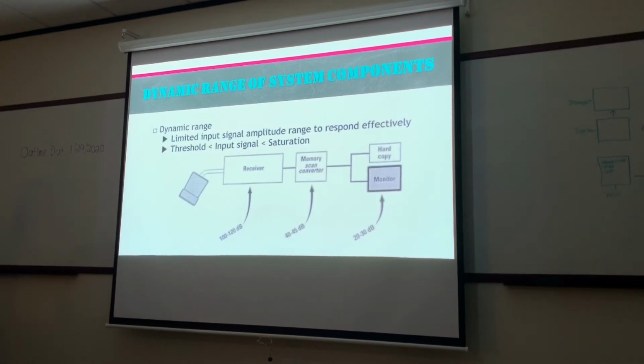Okay. So here's kind of like how it works. So our threshold, meaning that's our minimum, right, is going to be less than the input signal, which is less than the saturation, right? Saturation means we're over the dynamic range. We're above the scale. The minimum threshold meaning that we've yet to reach that scale.